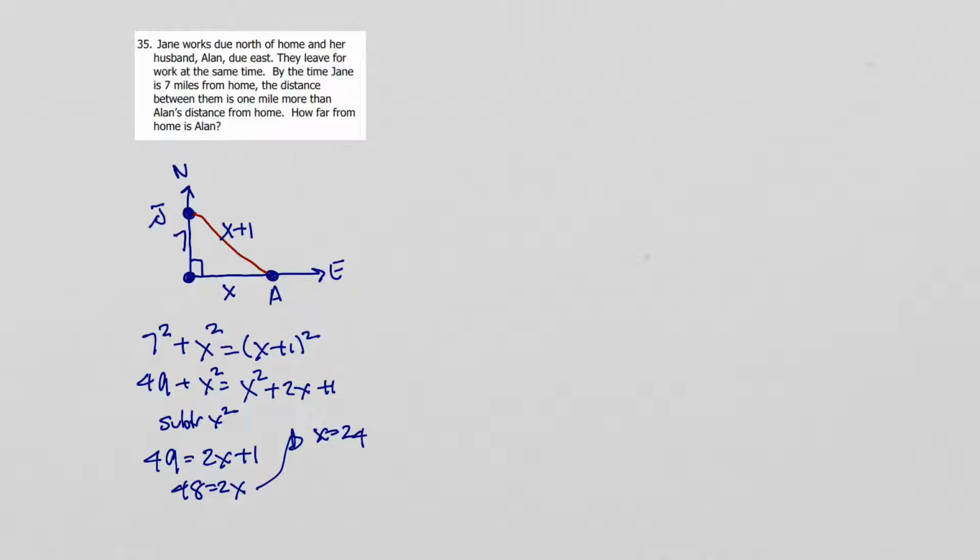And the question here is, how far from home is Alan? Well, look, we got an x. Follow it all the way back. What is x? X is the distance between Alan and his home. And that's exactly what we're looking for. So we're going to write here as our solution, how far is Alan from home? He's 24 miles from home.